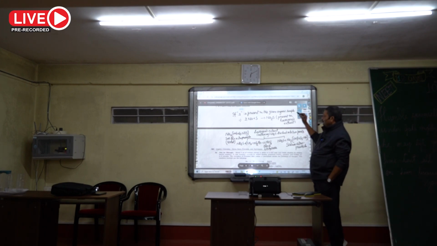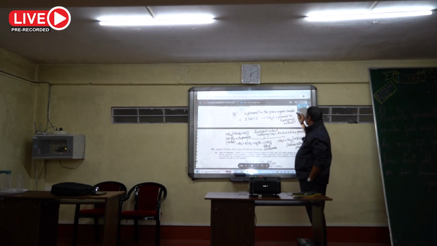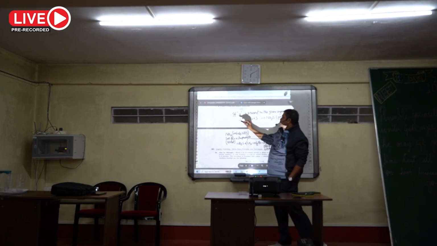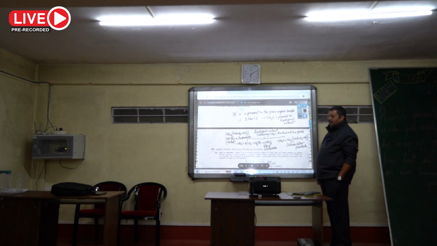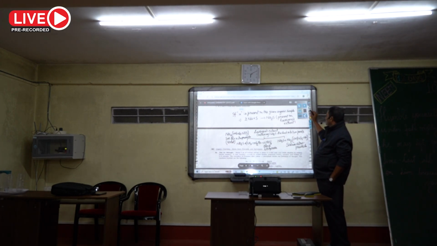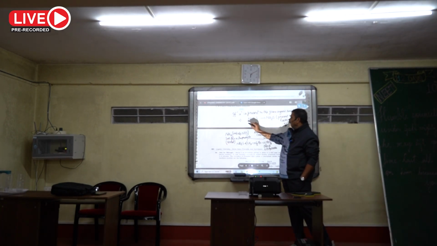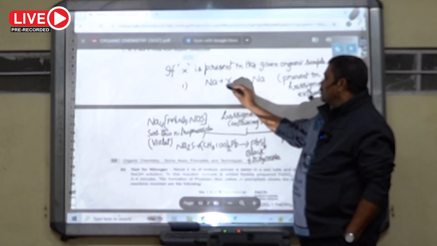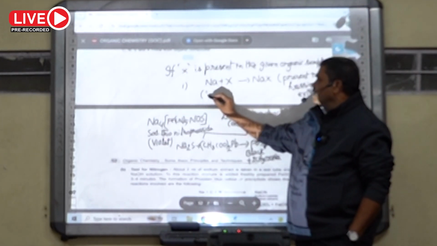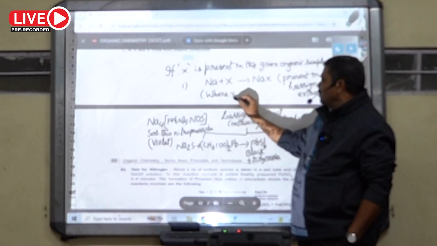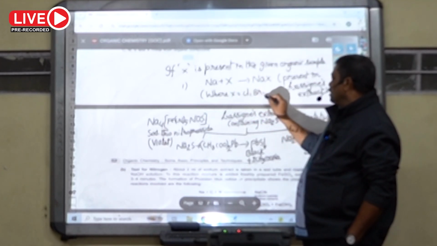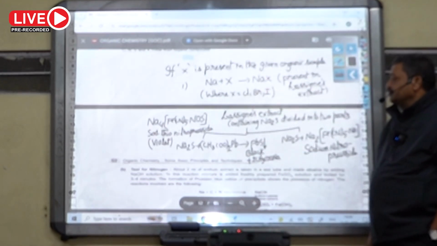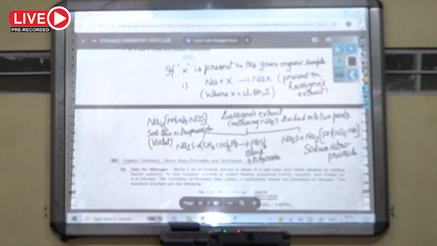Now, if a halogen X is present in the given organic sample, then the halogen reacts with sodium and forms sodium halide, where X is Cl, Br, I. I did not write F because fluorine cannot be detected by Lassaigne's test.